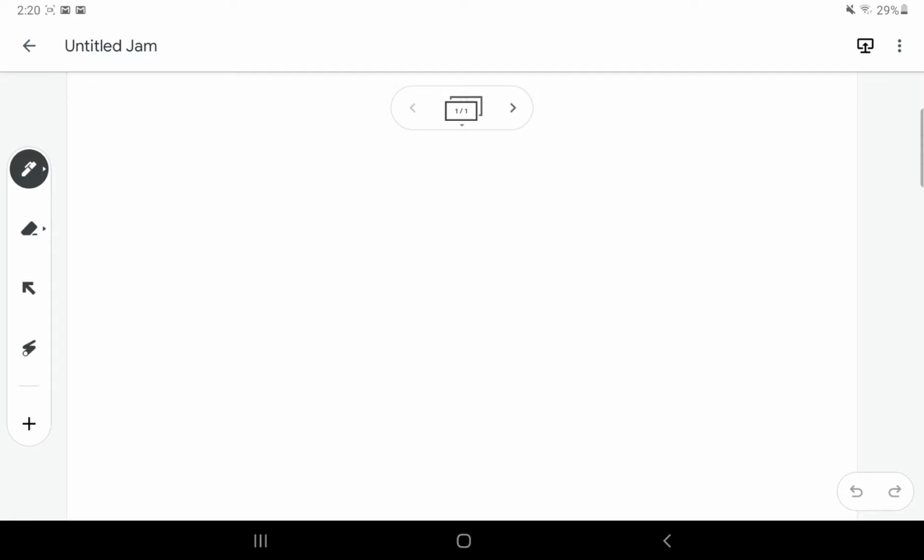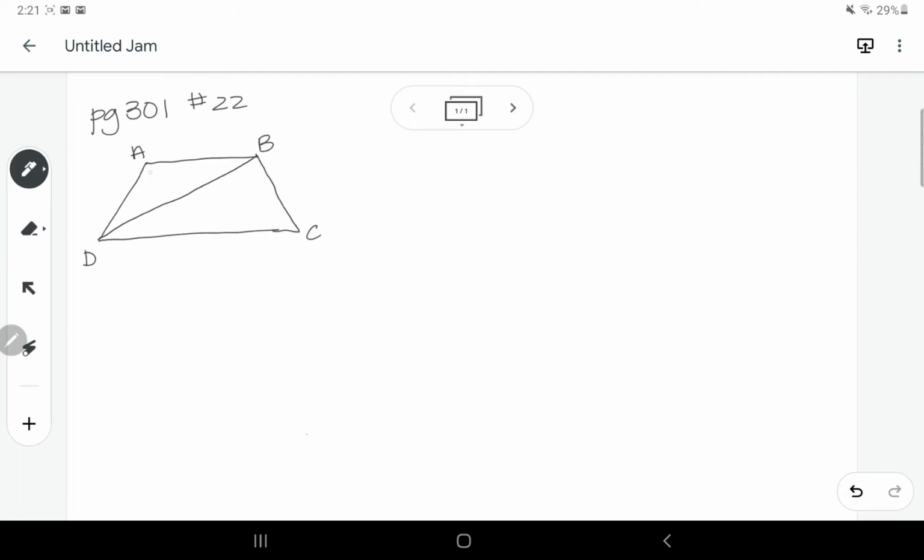Hi guys, I wanted to make a video of a really good proof question from homework that I got a question about. This is page 301, number 22. And I'm just going to redraw the diagram here. It says there's a trapezoid ABCD, labeled like this, and the diagonals intersect at E. Messy, but hopefully visible.